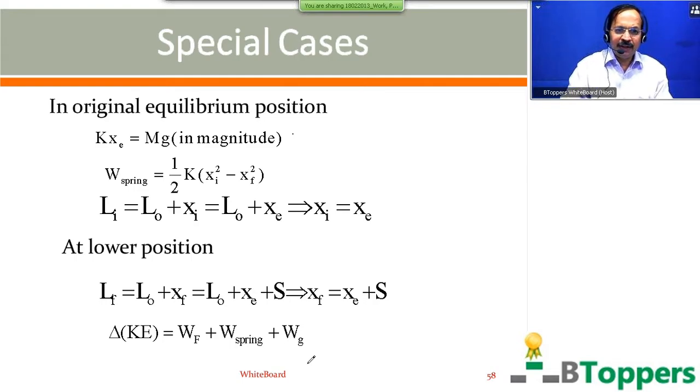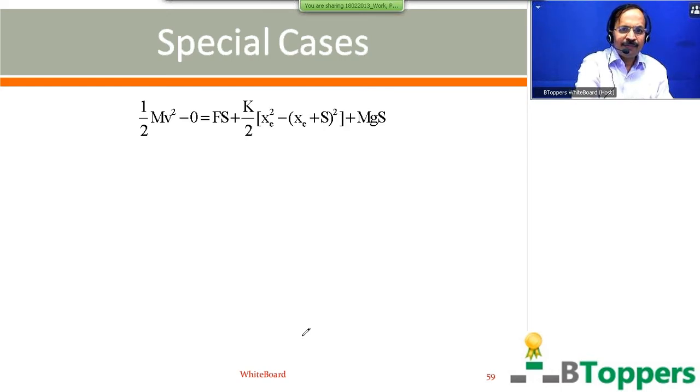So Wf, as explained before, you can write as F into s. Work done by the elastic force of the spring can be found by using this equation. Substitute xi equal to xe and xf equal to xe plus s. And work done by the gravitational force on the block, you can write as mgs.